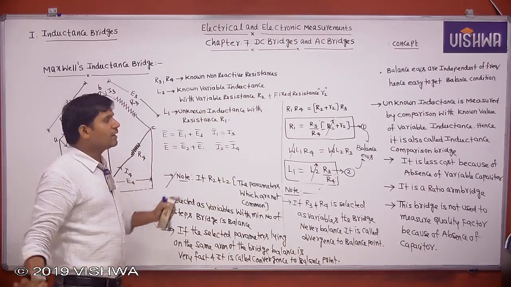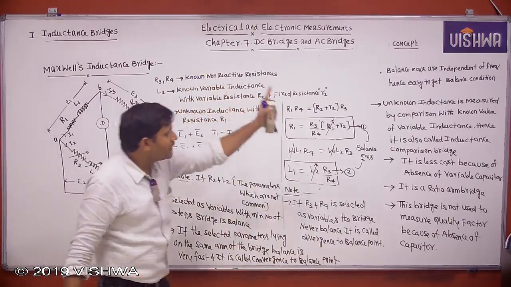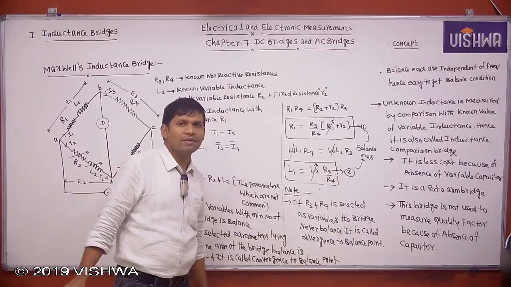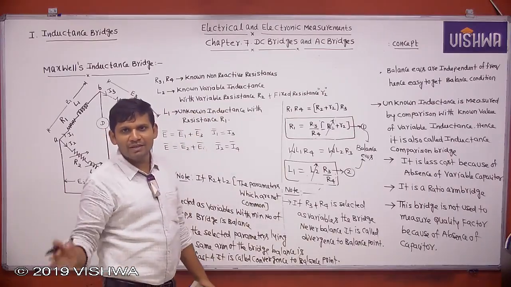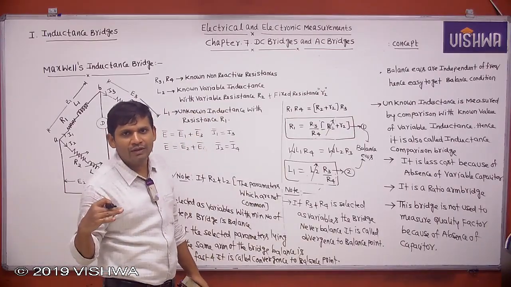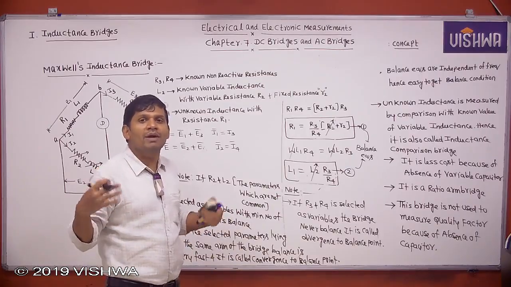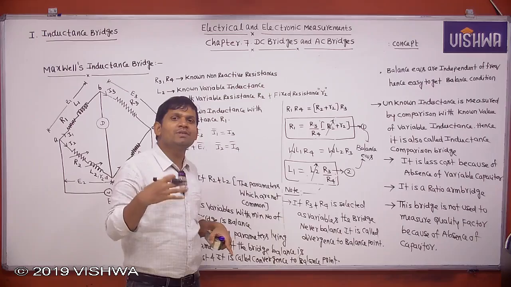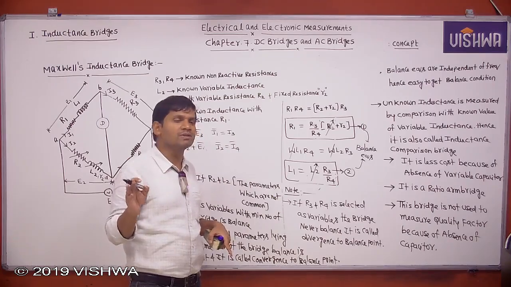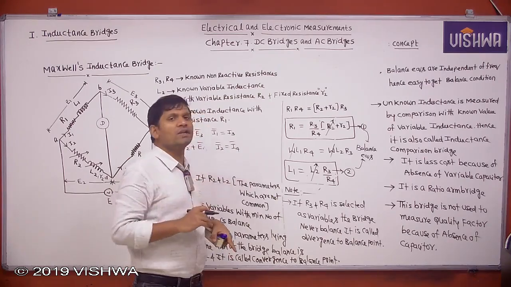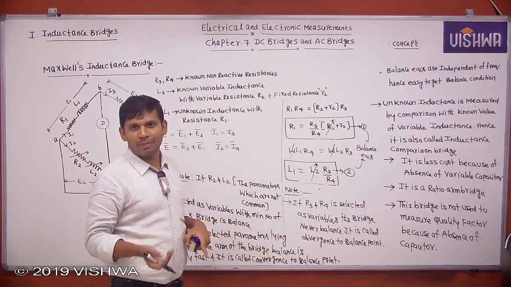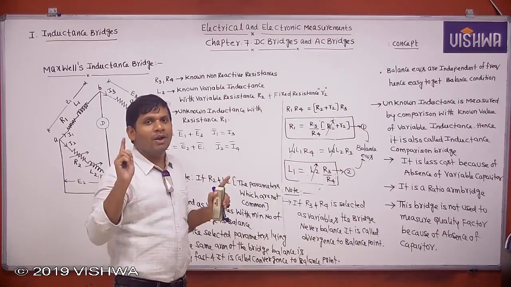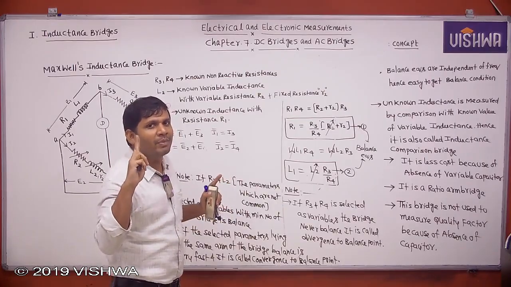Okay, clear? These points you remember to answer any theory question, and you concentrate on how to derive the balance equations of Maxwell's inductance bridge. By seeing the bridge, how to identify it? If there is no capacitance, then it is a Maxwell's inductance bridge. Then it is not used to measure the quality factor because of the absence of capacitance, and it is low cost because there is no variable capacitor. Cost mainly depends on the variable capacitor.